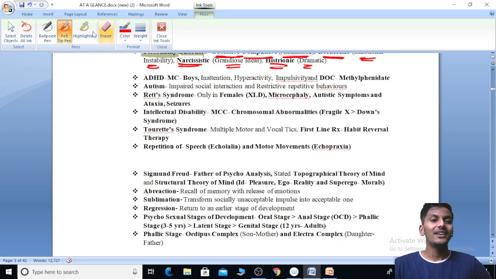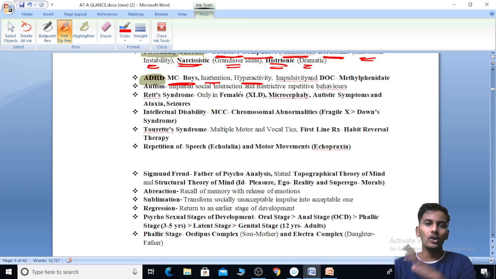Next one is child psychiatry, important features that you need to remember, guys. First is your ADHD, that is attention deficit hyperkinetic disorder. Attention deficit hyperkinetic or you can also say hyperactivity disorder. Attention deficit means this child's attention is less. The child is easily distractible. Hyperkinetic or hyperactive, the child is hyperactive. It goes here and there, roams all around the class, disturbs other students in the class. It is commonly seen in boys. The boys are inattentive and hyperactive, roaming all around the class.